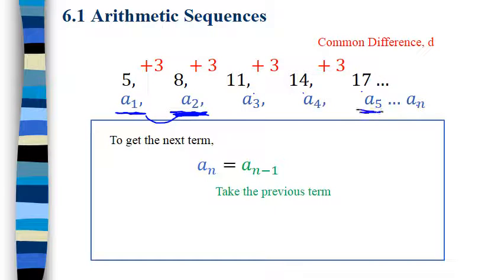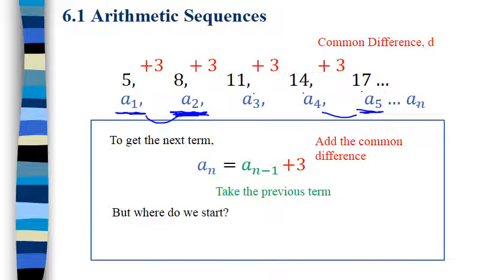If you're at the fifth term, 1 less would be the fourth term. So then we add what we call the common difference. But we need to know where to start, because you can't just add something to nothing. You need to know where you're starting. So we always have to know what that first a sub 1 is. So this recursive formula for 5, 8, 11, 14, 17 would be a sub n equals a sub n minus 1, so this is the previous term, plus 3, where you start a sub 1 with 5.